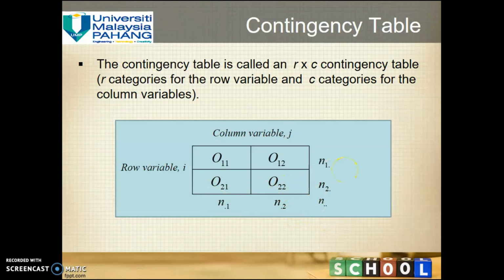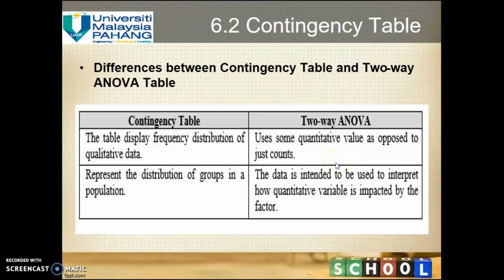So here, because of the chi-square test and because we are dealing with the observed frequency, we still have to calculate the expected frequency. But there is a different formula for the expected frequency when we have a contingency table. So this is a difference between the contingency table and two-way ANOVA, because as you know, two-way ANOVA also has row and column variables.